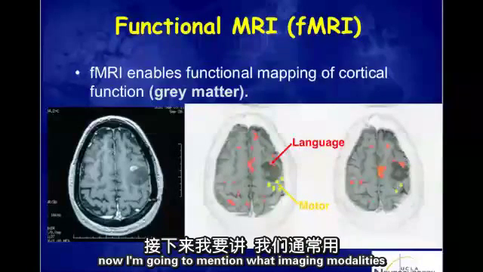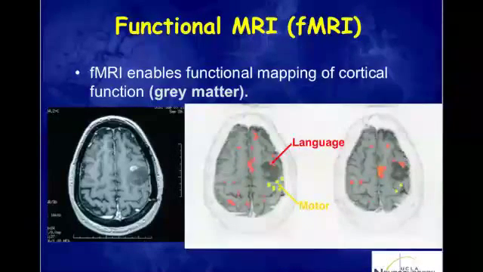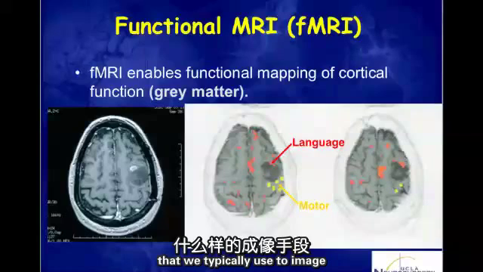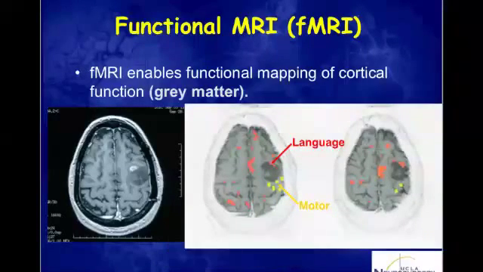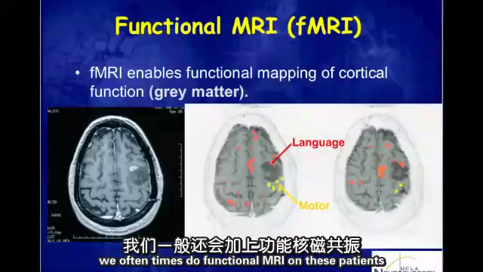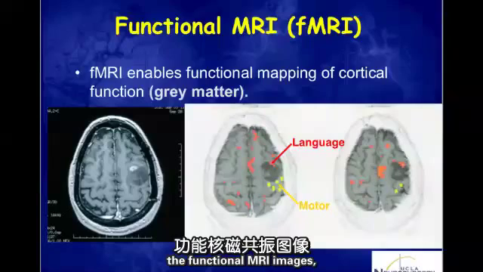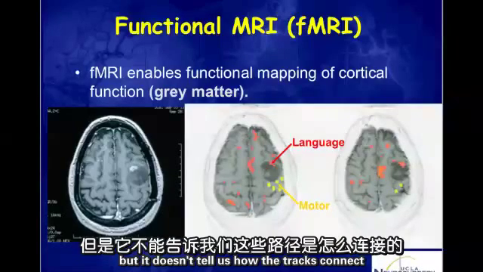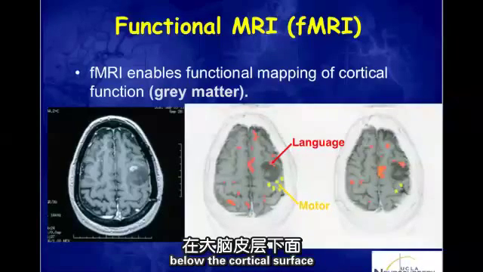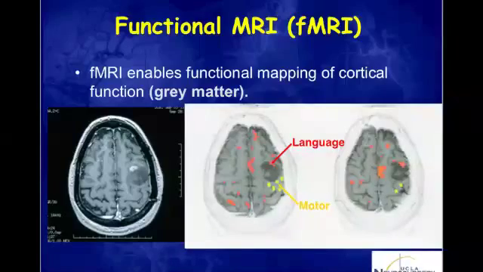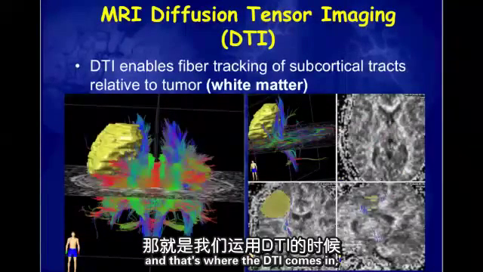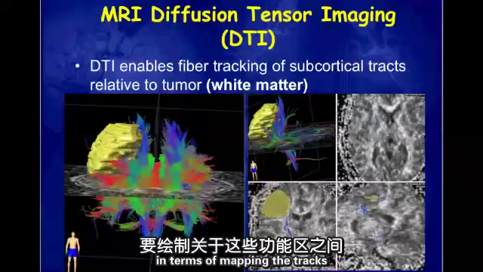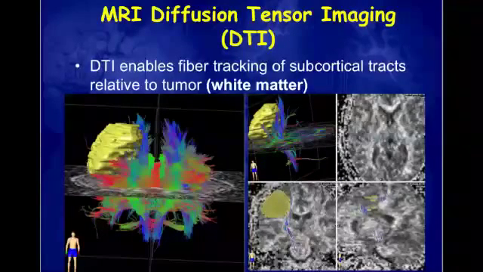Now I'm going to mention what imaging modalities we typically use to image functional areas of the brain. As Brandon mentioned, we oftentimes do functional MRI on these patients. Functional MRI images the cortical function, really the gray matter, but it doesn't tell us how the tracts connect below the cortical surface. That's where the DTI comes in, mapping the tracts between these functional areas.